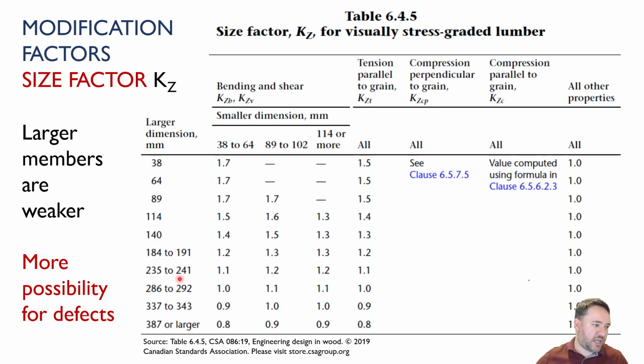So you can see we have dimensions here, larger dimension and smaller dimension. So for this piece, the larger dimension is this long dimension, which is 89. The smaller dimension is 38. So I would say, okay, I have 89 here. The smaller dimension is 38. So my bending and shear KZ factor, size effect factor, is 1.7. Okay, so it's 70%.